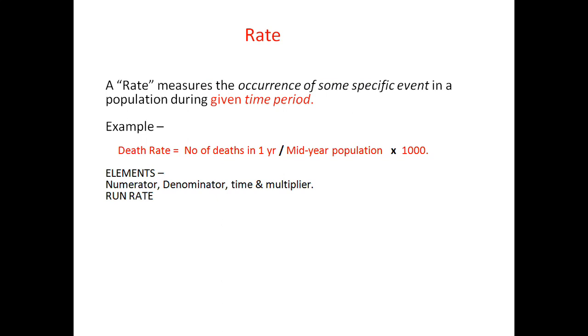Rate is what we commonly call death rate or birth rate. How do we calculate death rate? It is the number of deaths in 1 year divided by the mid-year population, multiplied by 1000. The mid-year population, as we usually take in statistics, is the population present on July 1st, because we take 6 months to June and 6 months from July to December. So the population present on the mid-year day will be taken as the mid-year population. Here there is a numerator, a denominator, and a time factor. The run rate is another example. So rate involves a time dimension.